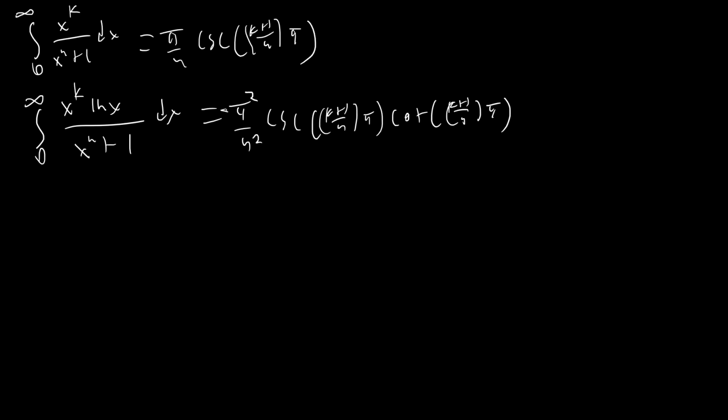And now what we can do is plug in whatever cases we like. So for example, a very famous integral, if we plug in k equals 0 and n equals 2, we're going to get the integral from 0 to infinity of ln x over x squared plus 1, which we know evaluates to 0. And if we plug it in, we see that since k equals 0, we're going to end up with cot of pi over 2. That's just going to go to 0, and so this whole thing will go to 0.